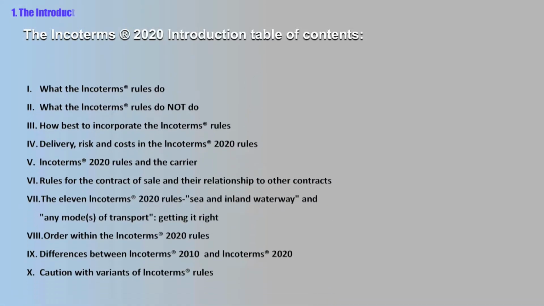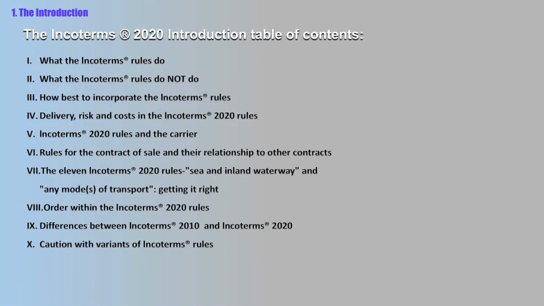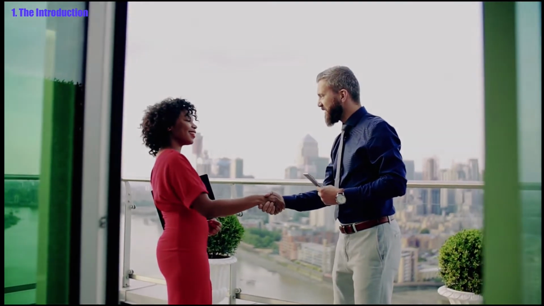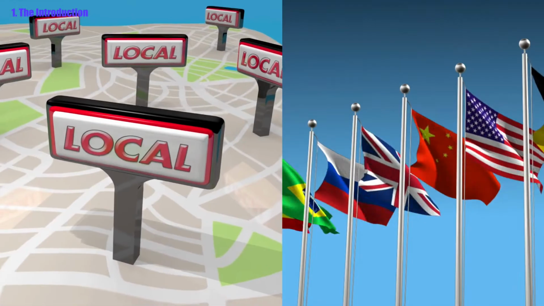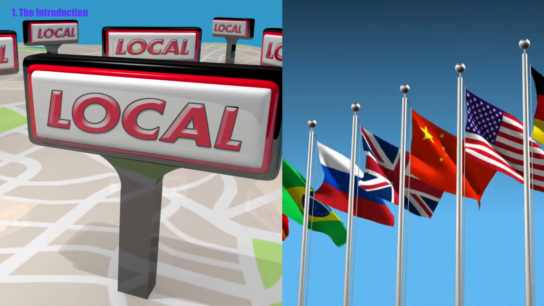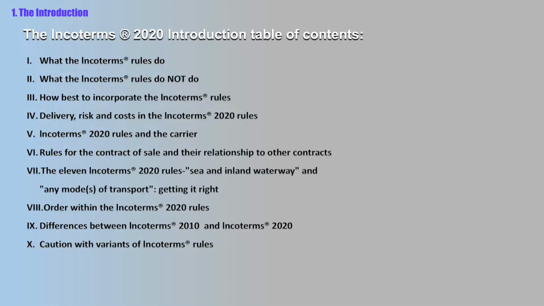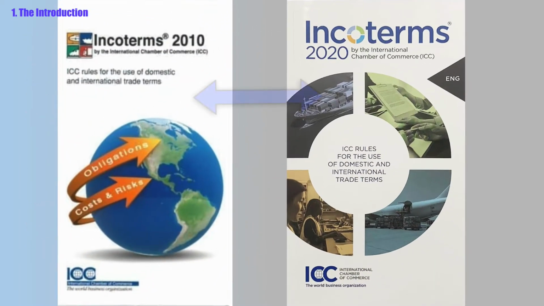It all starts with the introduction section, which provides an overview of what the Incoterms 2020 rules are and what they are not. It explains the basic roles and responsibilities of the seller and the buyer, as well as where the rules fit in among domestic and international contracts. It helps with the choice of the most appropriate Incoterms rule and details the differences between the 2010 and the 2020 versions of the Incoterms.